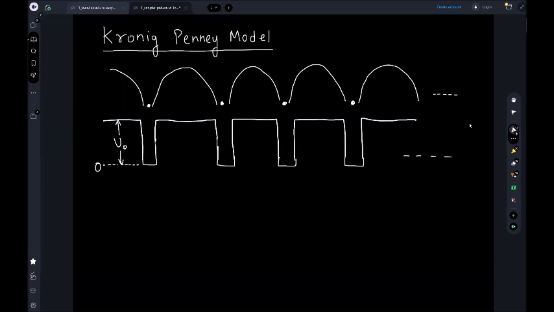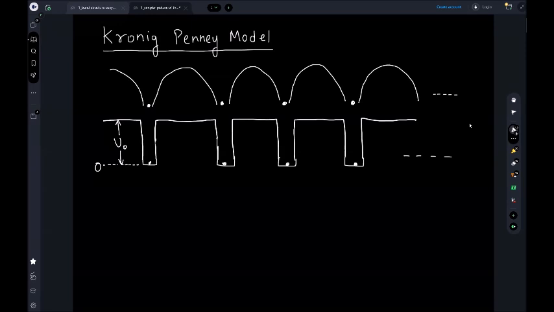Now, this is a very simple picture. It's not actually like this, but we are going to assume. Actually, Kronig and Penney gave this simple picture. So we're going to assume that the potential actually looks like this. And every atom has electrons. So say there's an electron here, an electron here, and an electron here, and an electron here. Actually there might be more than one electron.